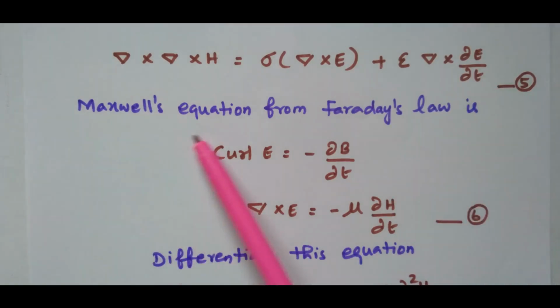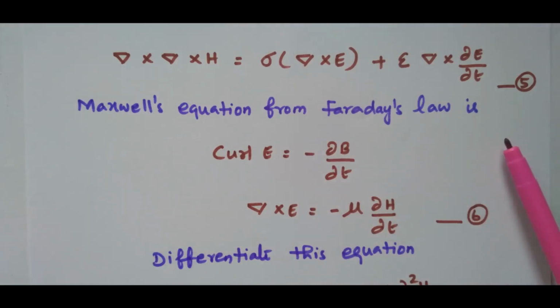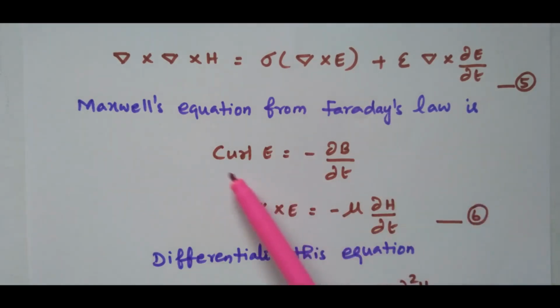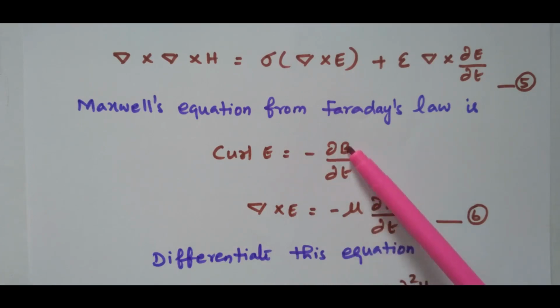But from Maxwell's equations, from Faraday's law, what we need is the magnetic field. So we refer to Maxwell's equation from Faraday's law: curl of E equal to minus dou B by dou T. That is, del cross E equal to minus mu dou H by dou T, where B is replaced with mu H, since B is nothing but mu H. Take this as equation number 6. Now we have the relation between the electric field and the magnetic field.